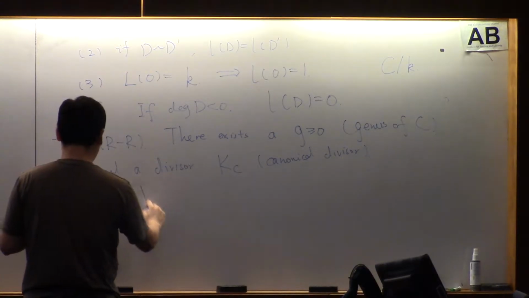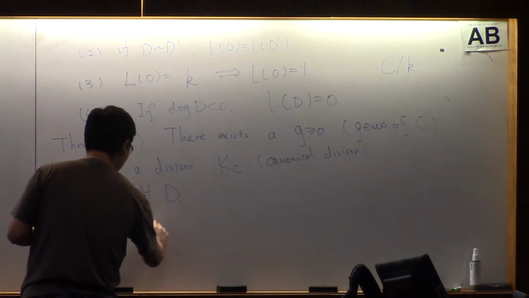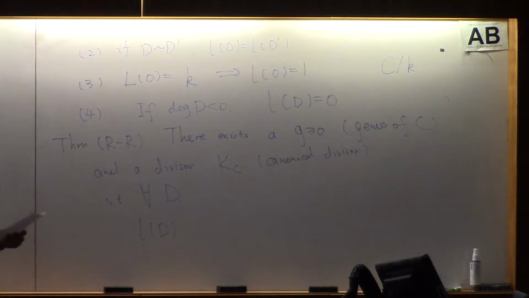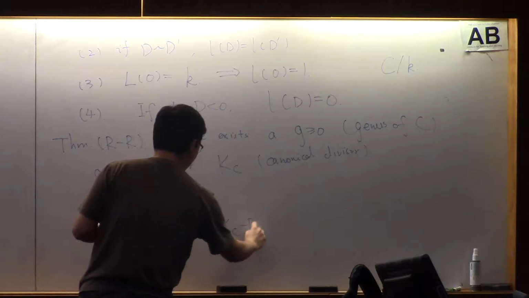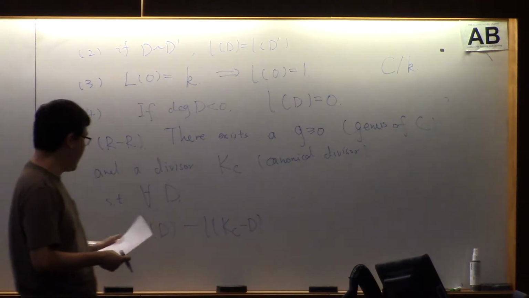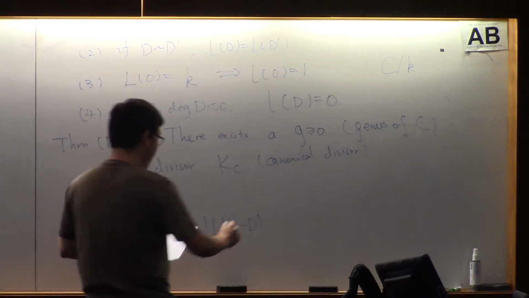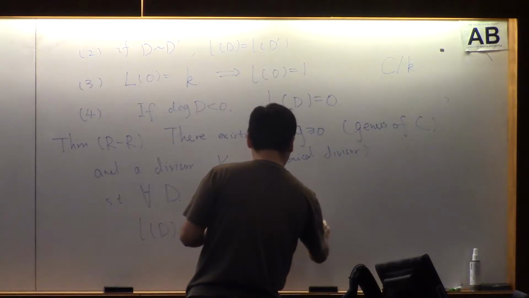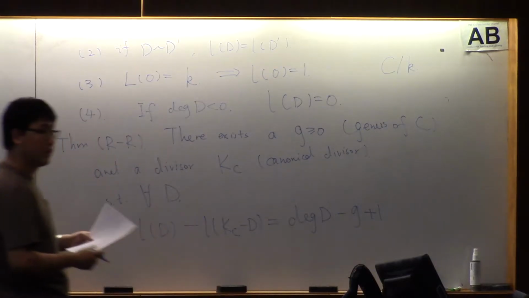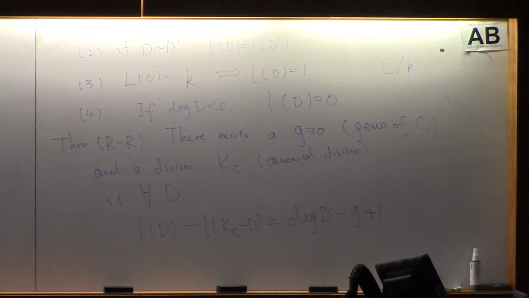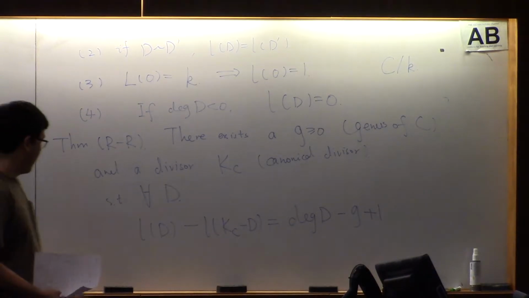Such that for any divisor D, we want to compute this dimension, but this theorem cannot tell you the dimension directly. It is related with the dimension associated for this divisor. The difference is equal to the degree of the divisor minus G plus 1. Okay, so this is the statement of the Riemann-Roch theorem.